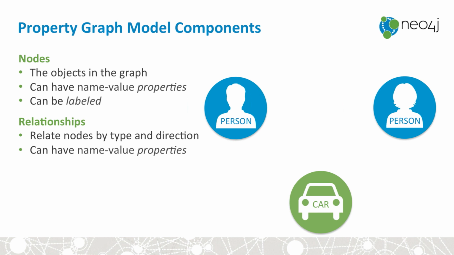The nodes can be labeled. That's what the person is or the car is. And they can have properties on them. So here are the various properties on a person. We have a label on the person, which is Person. And then this particular person at the top left here is named Dan. That's one of the properties. His birth date is another property, and his Twitter handle is a third.